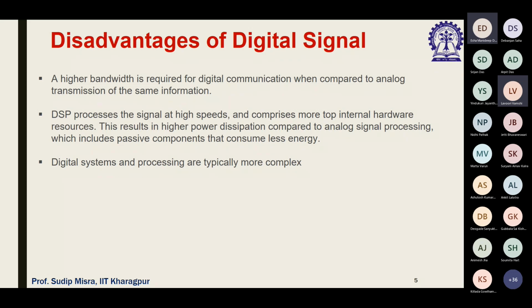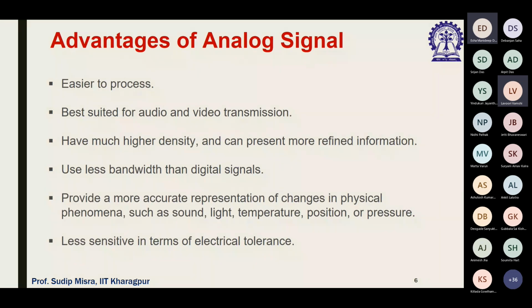So again, let us look through the advantages of analog signals. That was the digital; this is the analog. Here the analog signals are easier to process. These are best suited for audio and video transmission, because the data over there are also analog. They have much higher density and can present more defined information. They use less bandwidth compared to digital signals. This is very important, and we'll encounter it again: analog signals require less bandwidth compared to digital signals.